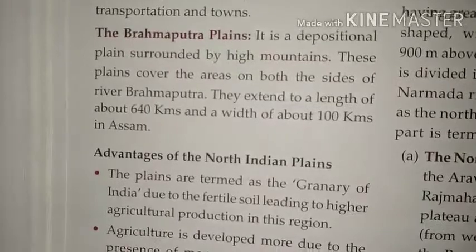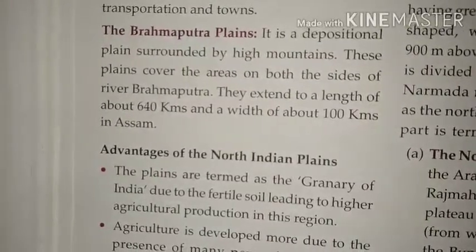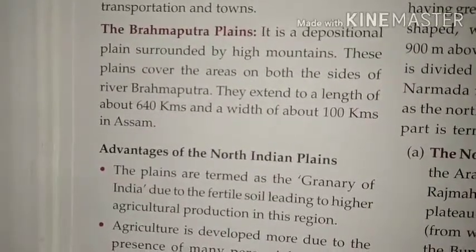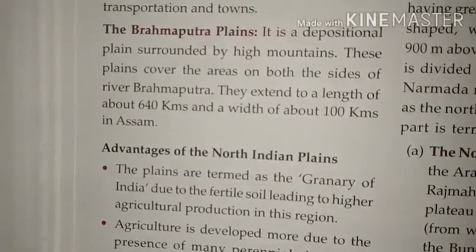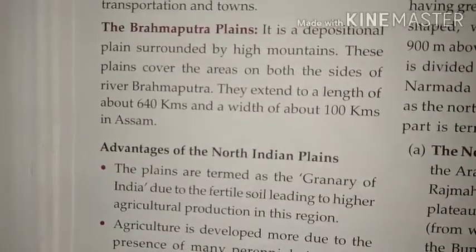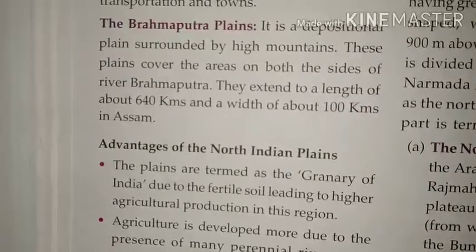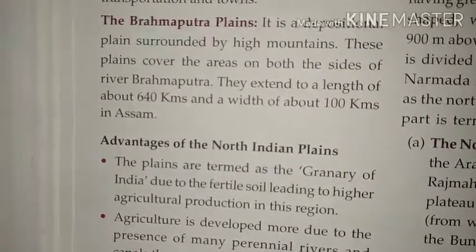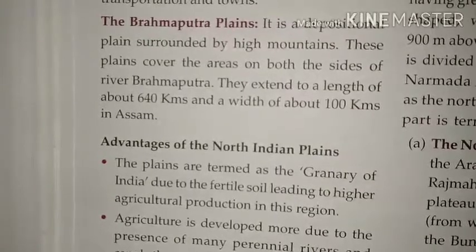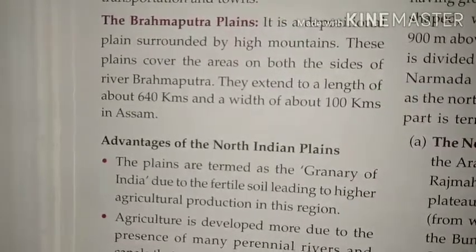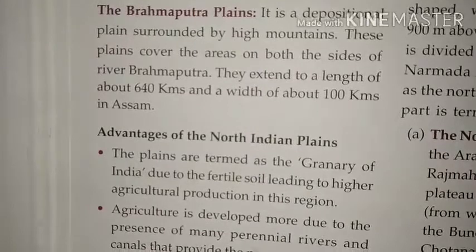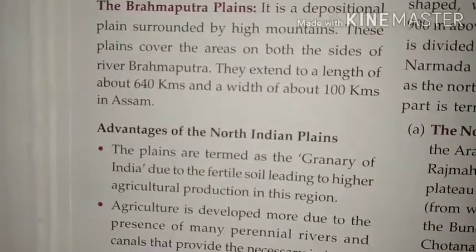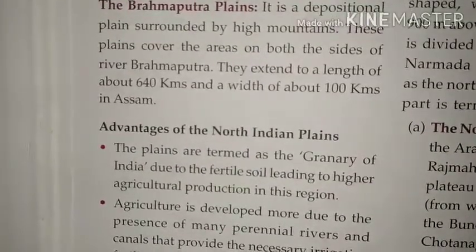So you can see that the width of this plain varies. Towards the west you can say the width is around 640 kilometers, and you know that it is reduced up to 100 kilometers in Assam. And this area is surrounded by high mountains, and also the plains cover the areas on both the sides of river Brahmaputra, either side of river Brahmaputra.